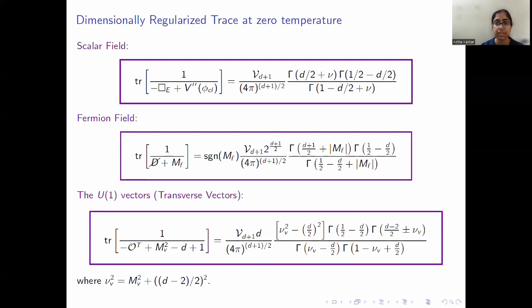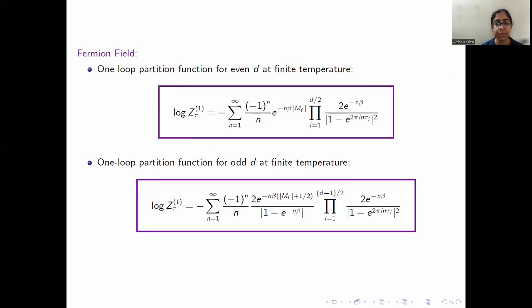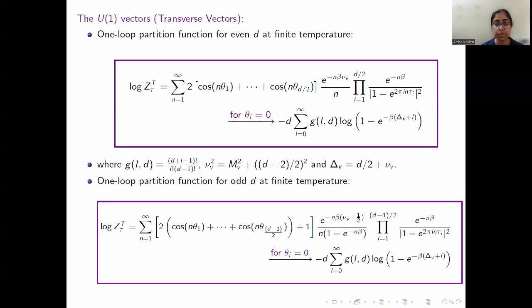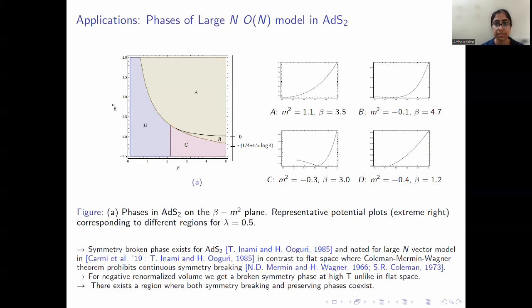For example, these are the results at zero temperature. These are the results at finite temperature, the partition functions, at even and odd d, for the scalar fields, the fermions, and the vectors. Once we have these results, we continue by first regularizing the volume of thermal AdS, since this is divergent, and then studying phases of different theories in AdS.